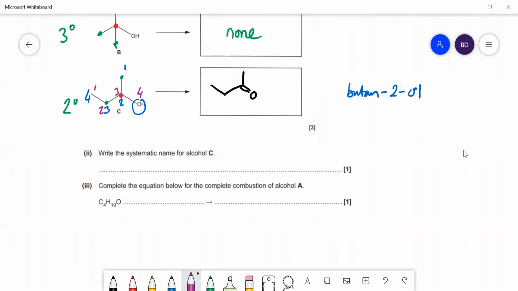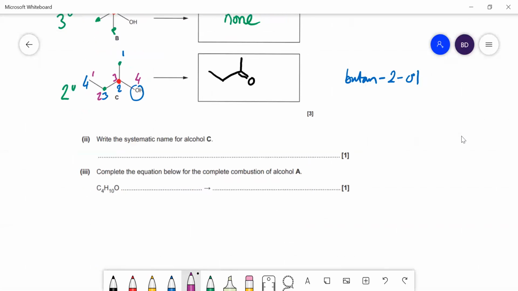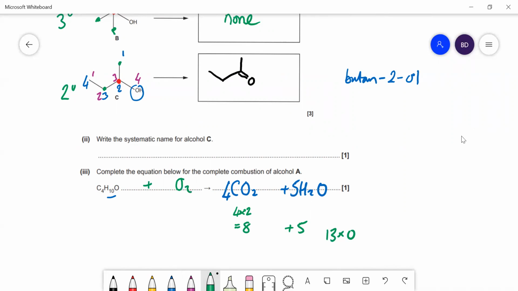Right, the equation below is for the complete combustion of alcohol A. Complete combustion means you're going to get carbon dioxide and water as the products. So you're going to get CO2 and H2O. Well, we've got 4 carbons in the reactant, so we're going to make 4 CO2s. We've got 10 hydrogens there, so we're going to make 5 H2Os. So how many oxygens on the right-hand side? We've got 4 times 2 in the carbon dioxide, which is 8, plus 5 there, which makes 13 oxygens. So how many O2 molecules are we going to need? Well, we've got 1 oxygen in the alcohol already, so we don't need 13, we only need 12. So it's going to be 6 O2.